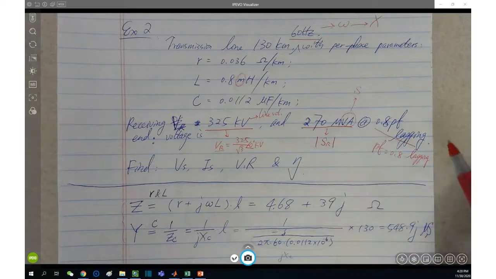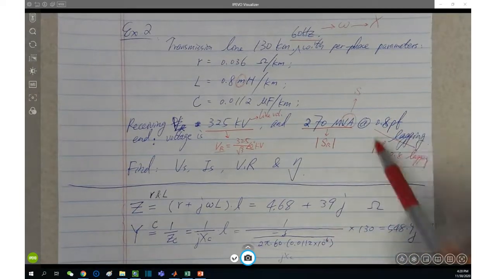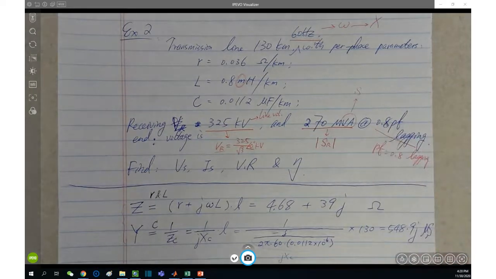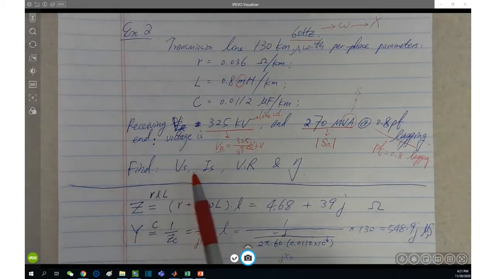You have to use the given power factor, right? Given power factor. These are the information given, and then find, not a surprise, VS, IS, VR, and efficiency.